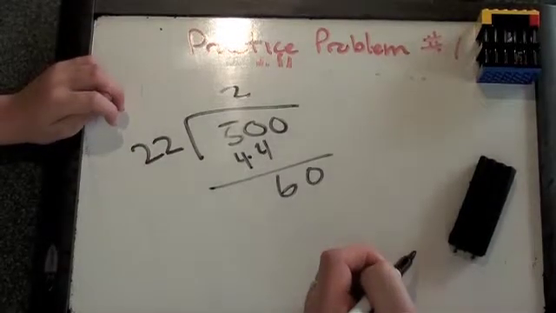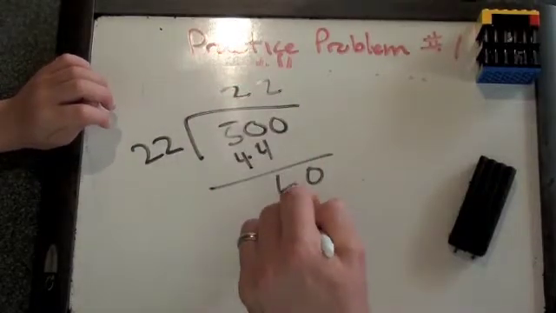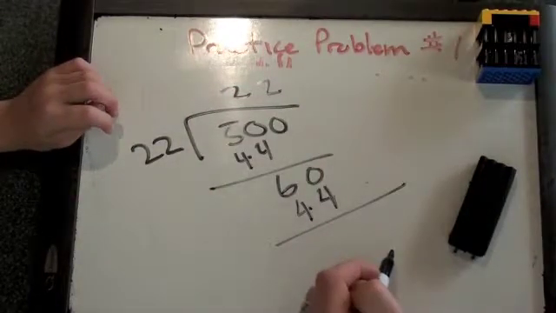44. 2 times, right. So 2 again, so we get 44. And what's 60 minus 44?